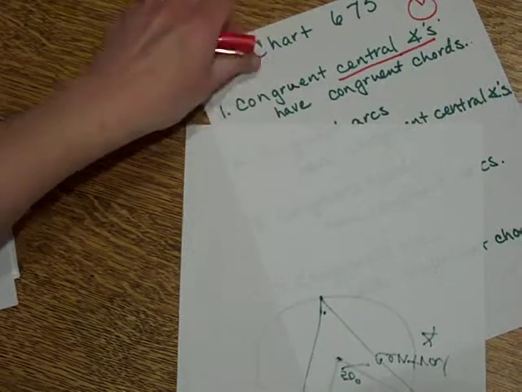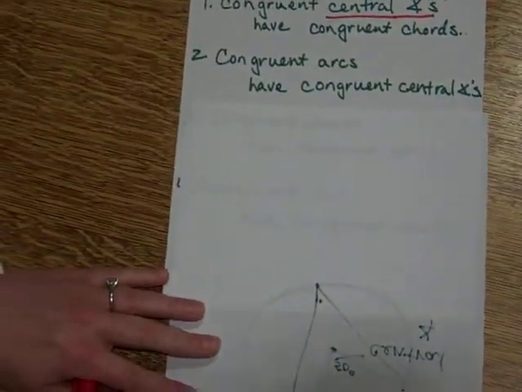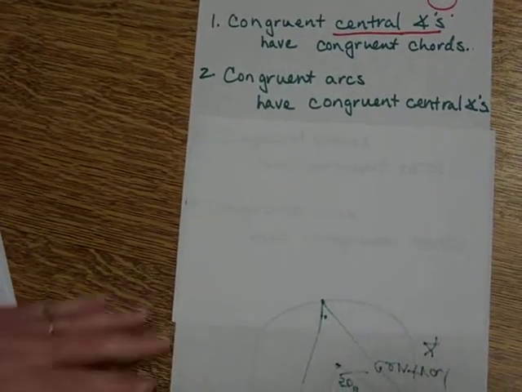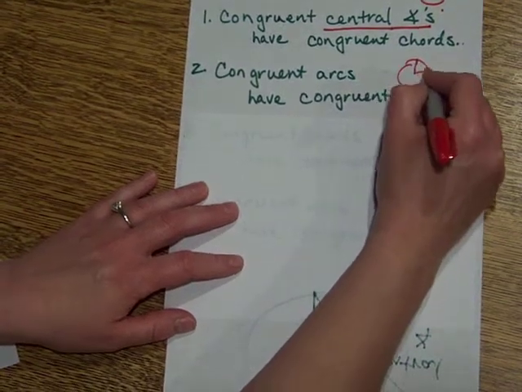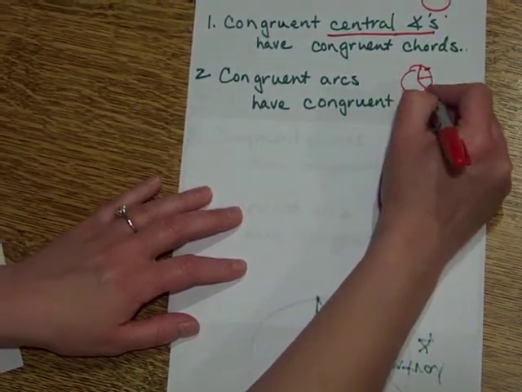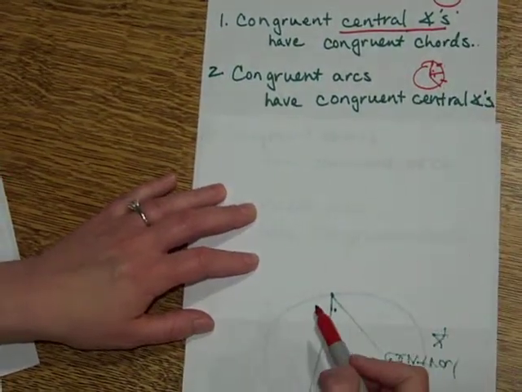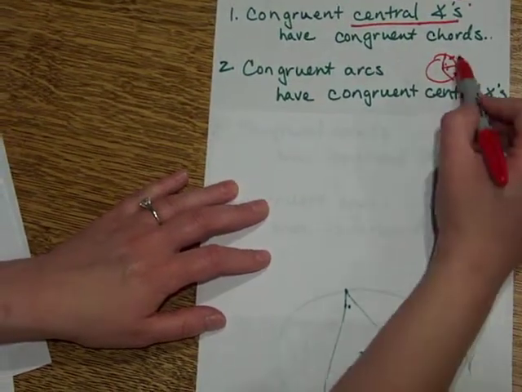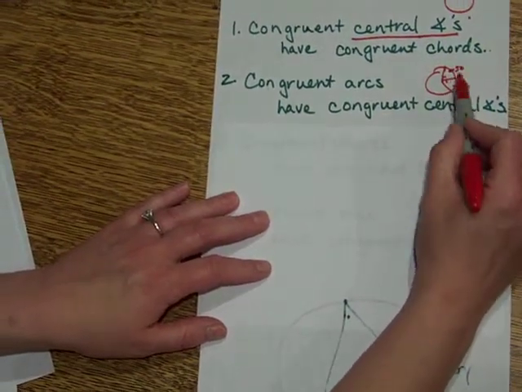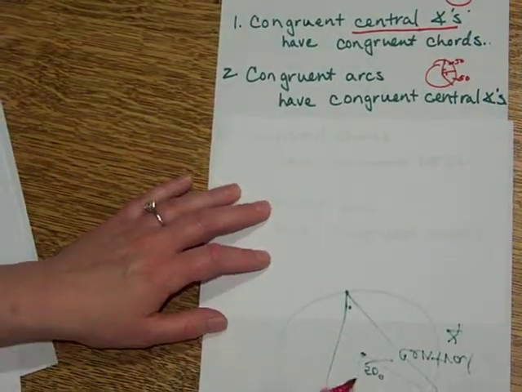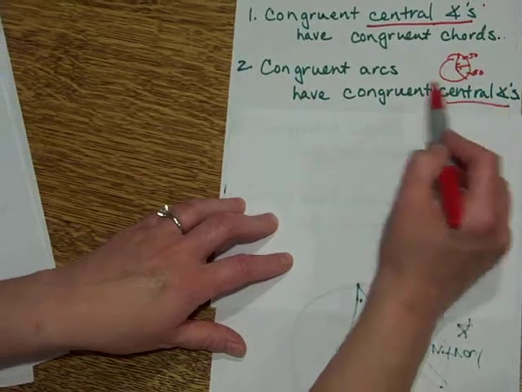The second one, if I have congruent arcs, then I have congruent central angles. So this time, if I'm given that the arcs are congruent, then these angles are congruent. We know their measures are the same. If this arc was 50 degrees, the angle would be 50. The central angle has to be congruent to its intercepted arc, and if the arcs are the same, then the angles are the same.